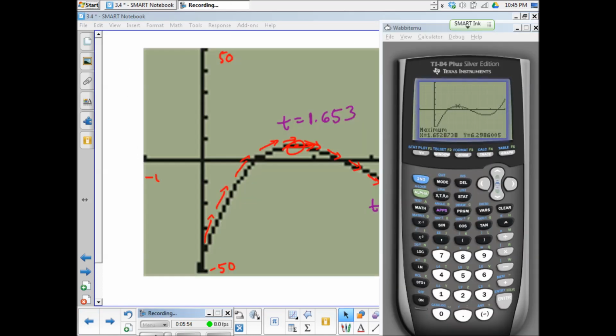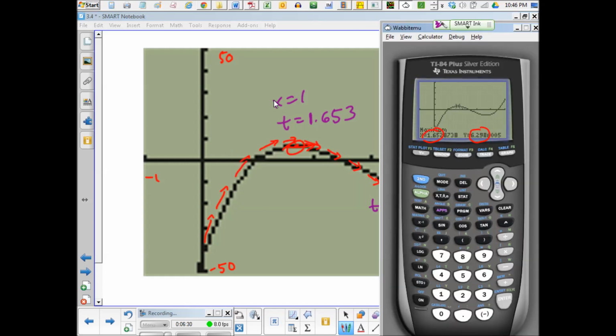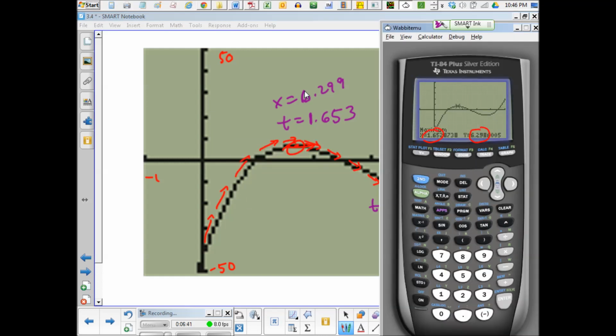Now going back to your graph, if you return back to your maximum point, I went ahead and redid the calc for the maximum. I did my left bound, right bound, and guess, and here I am sitting on the point 1.653. This value here is x of 1.653. In other words, this is the x position for that point. It's 6.298 or 6.299.